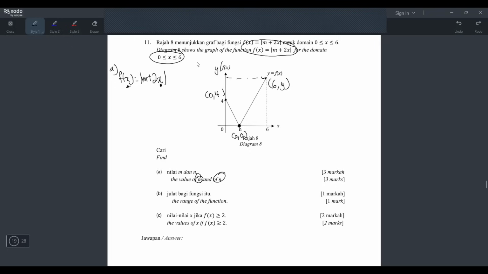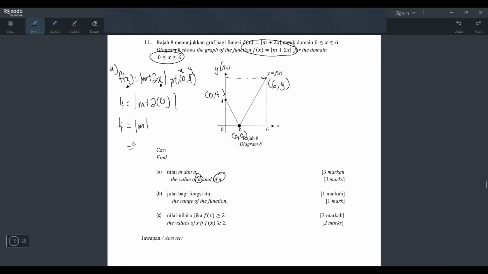And why can you substitute like this? Because the graph passes through that point. So when it passes through, I substitute x as 0 and y as 4. The whole f(x), I will write 4. I repeat one more time: y and f(x) are the same thing. So 4 is f(x), and then modulus m plus 2x, and the x is 0. So now you get 4 equals modulus. 2 times 0 is 0, and m plus 0 is just m. So it will be modulus m equals 4.